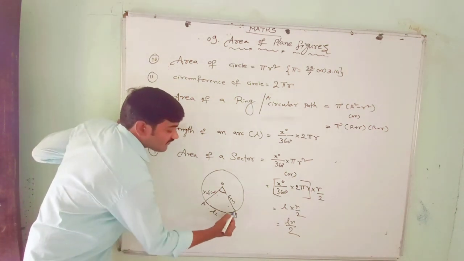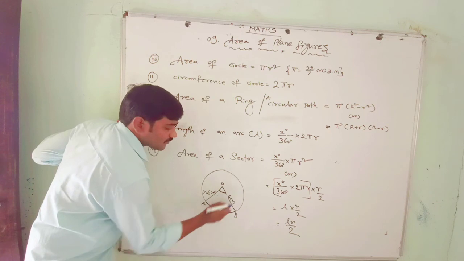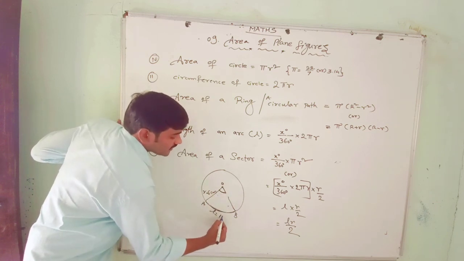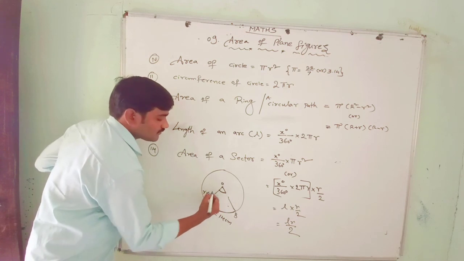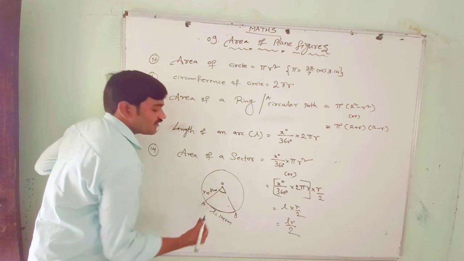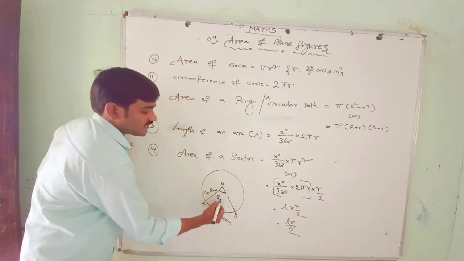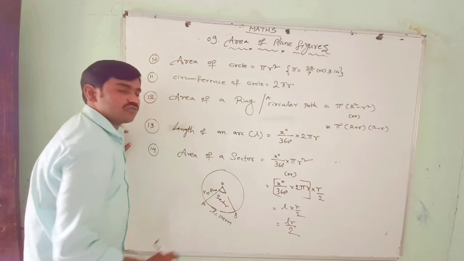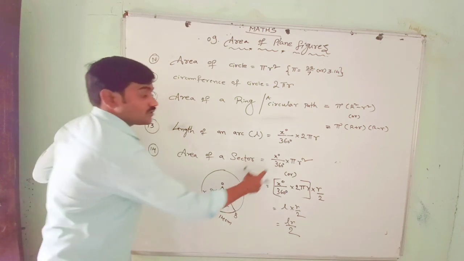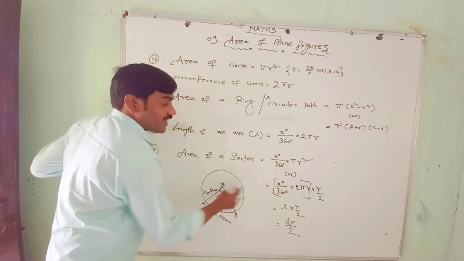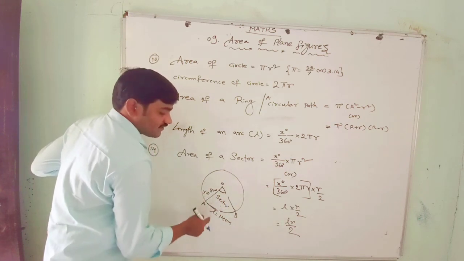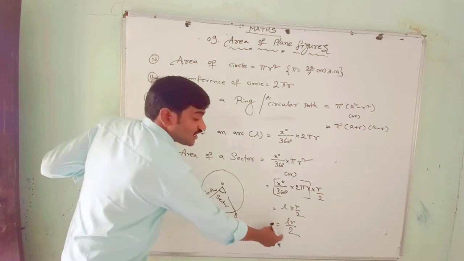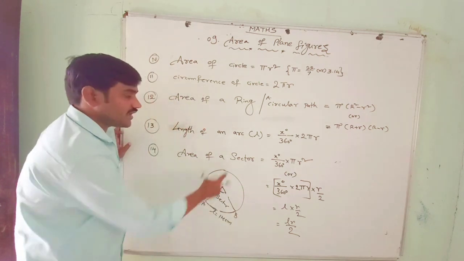Suppose the length of an arc is 14 centimeter. If the radius is 8 centimeter, then find the area of the sector. We cannot use the earlier formula now because the x value is not given. Only the r value and L value are given. So this is the suitable formula to find the area of the sector.